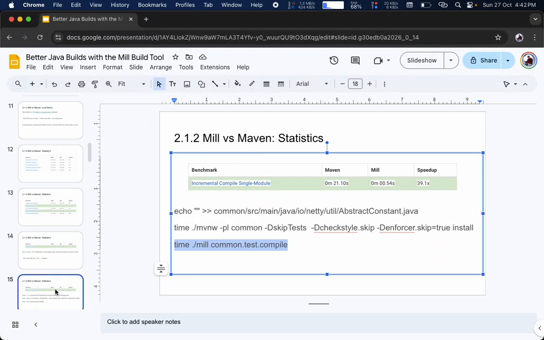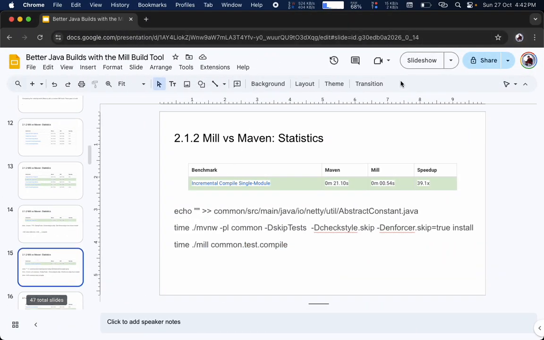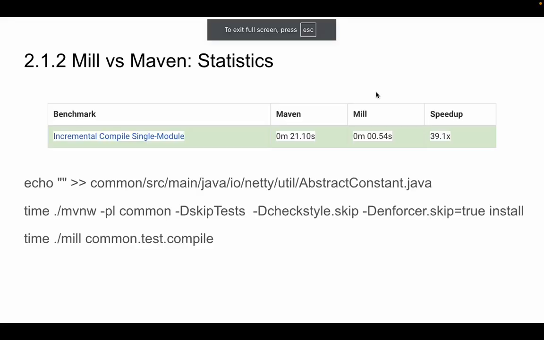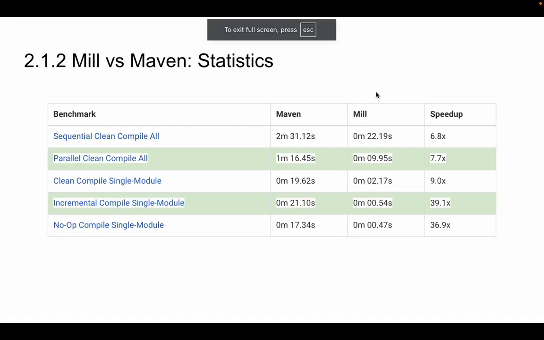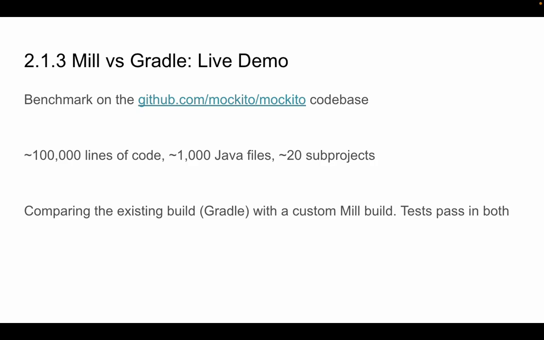So that's Mill versus Maven. The other thing that we benchmarked was, so Mill versus Maven, these are numbers, a lot faster in many common workflows, at least for the benchmark we did. Your mileage will vary. The other thing we did was compare Mill versus Gradle.